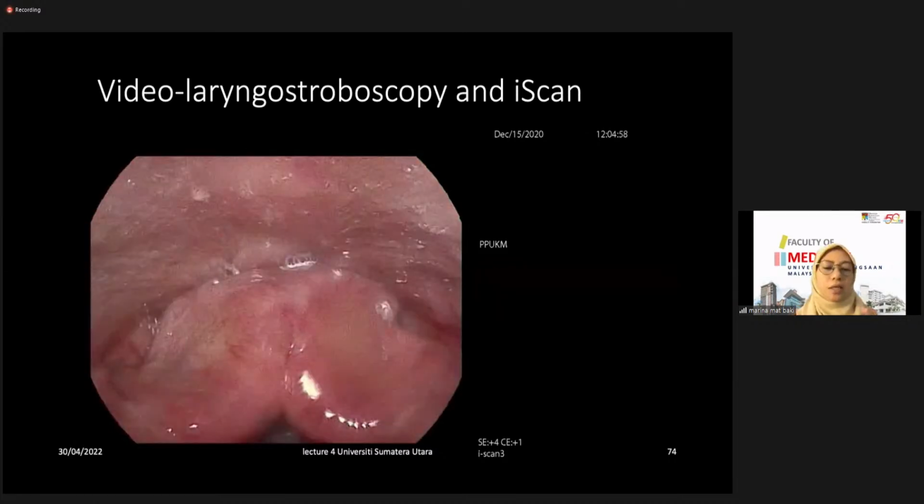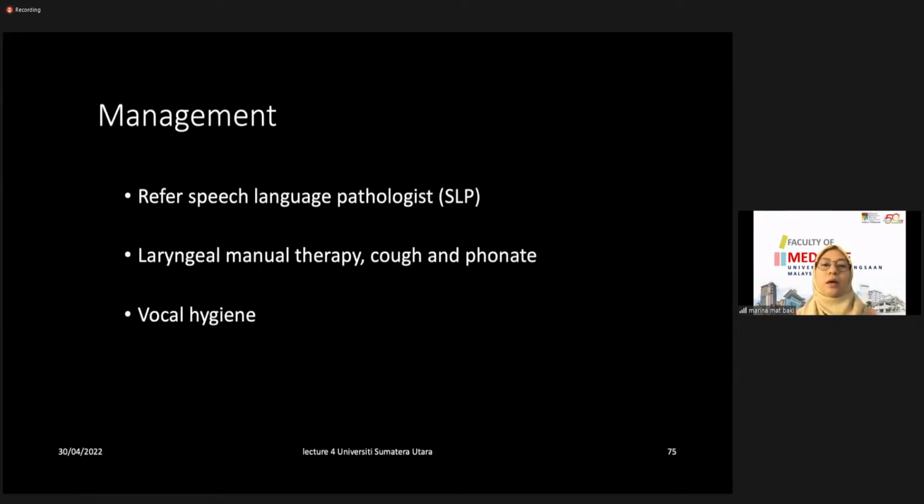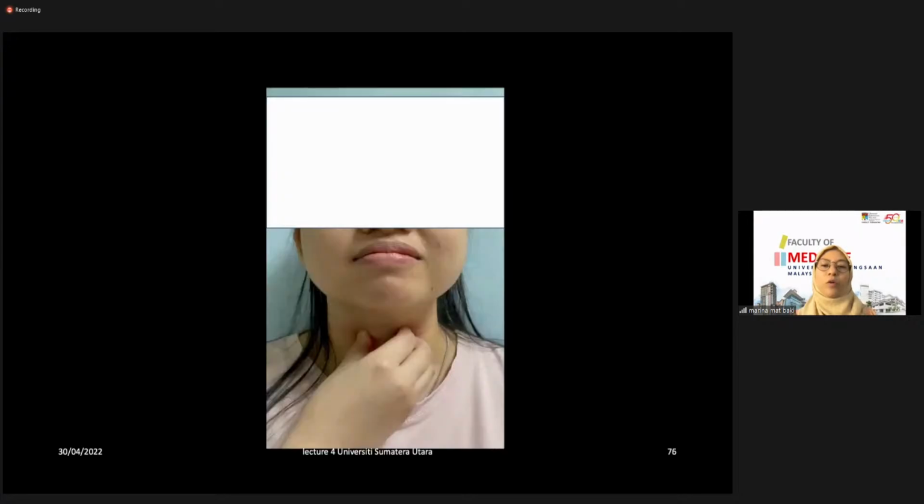So she is not producing her voice correctly. There's no vibration at all, which is impossible when you have normal function and mobility of the vocal fold and there are no structural issues. Then she is referred to a speech language pathologist, and at the same time I also did some laryngeal manual therapy and told the patient to cough and phonate.